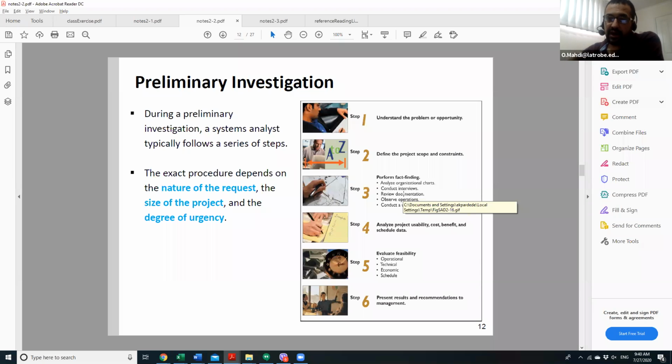For example, when you are conducting interviews with people to collect data, these are part of collecting data from people. Fourth, analyze project usability, cost, benefit, and schedule data as well. Fifth, evaluate the feasibility and present results and recommendations to management. So these are the six steps that should be followed by any investigator here.